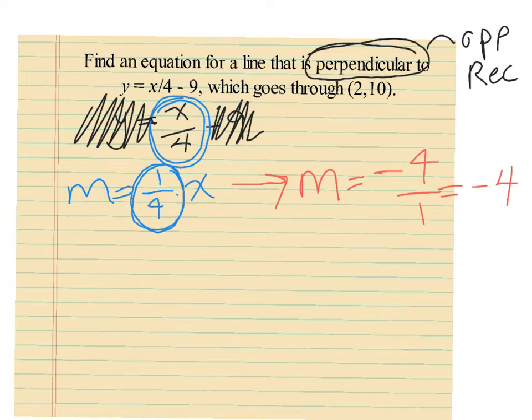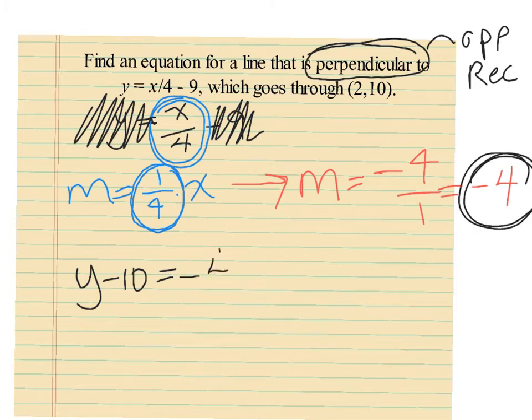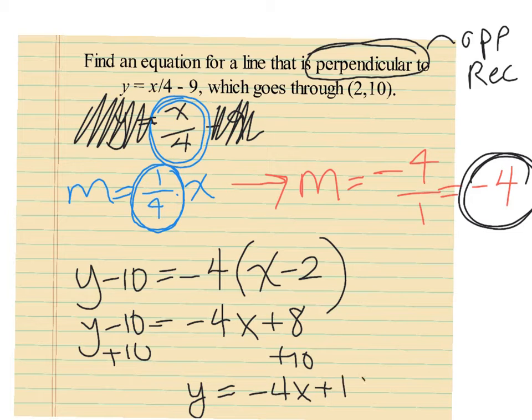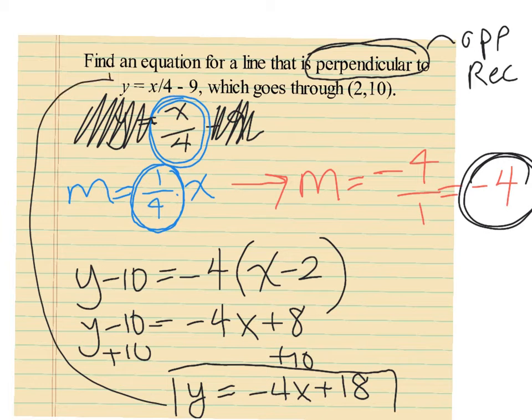So when I go to build my equation, I'm going to use the y minus y1. My y is 10. My new slope for my perpendicular line is -4, and then I'm going to do x minus 2. Okay, I'm going to simplify because I like doing algebra. So I get y equals -4x plus 18. Okay, this is perpendicular to this line and goes through this point.